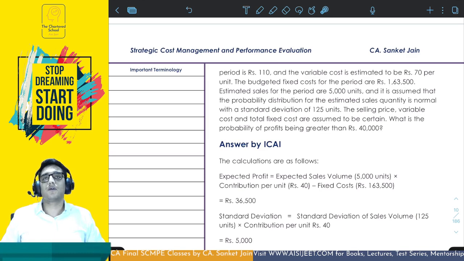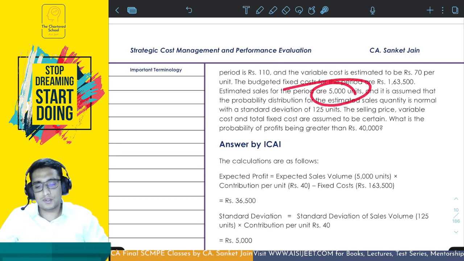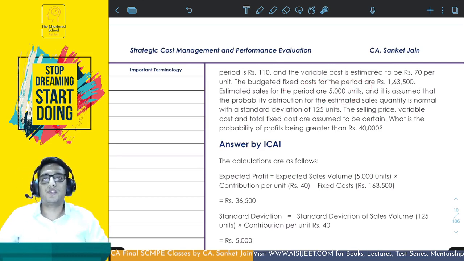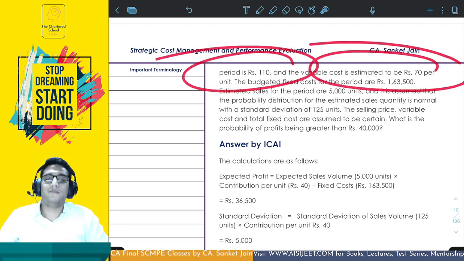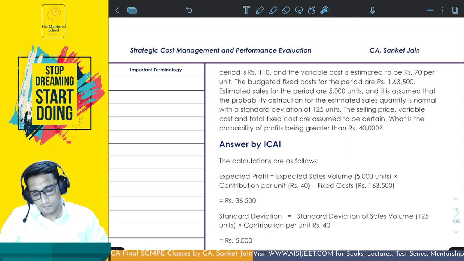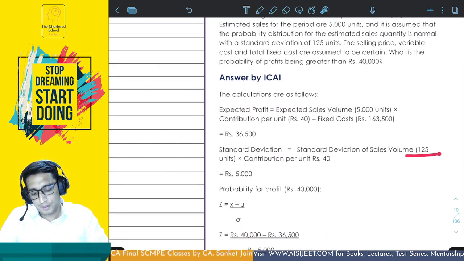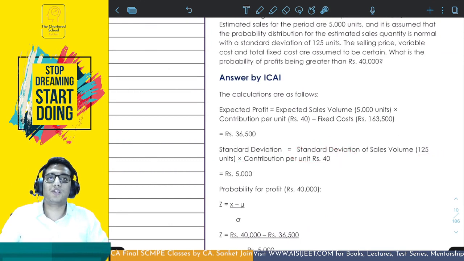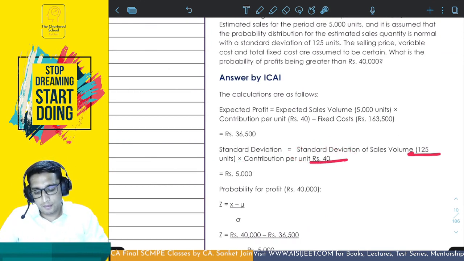Now the change between the two units, if you sell 5,000, if you sell 4,500, if you sell 4,000, whatever, the change that is going to happen in the profit is going to be due to contribution only, because your fixed cost is fixed anyways. So the change in profit is only because of the change in contribution, because the only two things changing are selling price and variable cost, because the fixed cost is fixed. So standard deviation is given as 125 units. I'll multiply it with 40, because standard deviation denotes the change. So 125 multiplied by 40, you get 5,000.